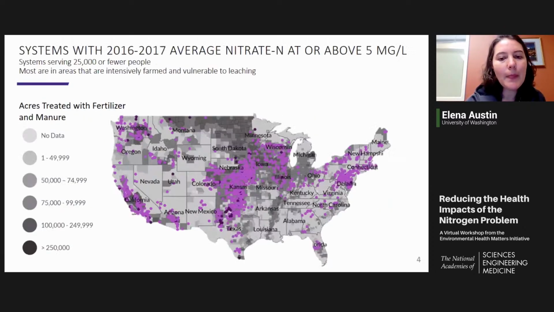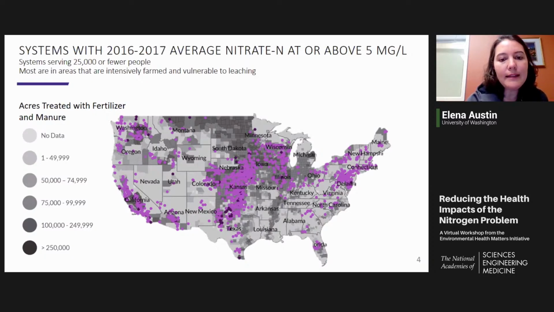And so here's a slide that was prepared by Craig Cox and the EWG group, looking at water systems that are public water systems, serving 25,000 or fewer people, that had yearly test results that were above 5 milligrams per liter of nitrate as nitrogen, which is the EPA criteria, it's an action level for responding.